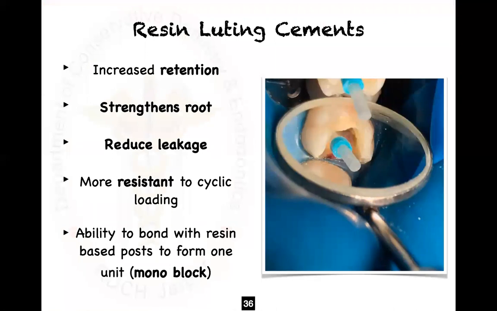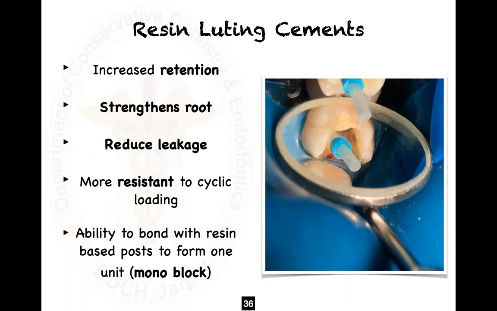Now, why are they using resin? When you step into dental practice and open your clinic, I'm sure you are going to get resin cements even for cementing your regular full coverage crown; even then you will use resin cements. Why are they so in? Because of their increased retention. They support strengthening the root, although very little, but they do. They reduce leakage. They are more resistant to your masticatory cyclic loading. They have the ability to bond with resin-based posts to form one unit, which is the monoblock. See, just don't worry about it.